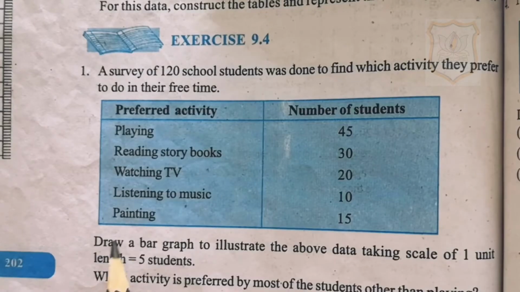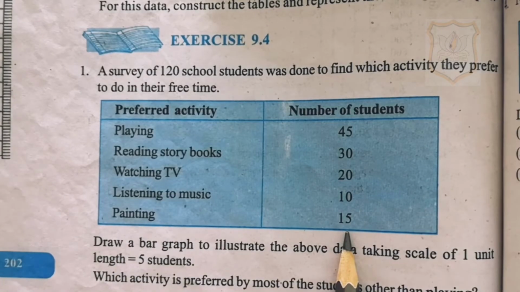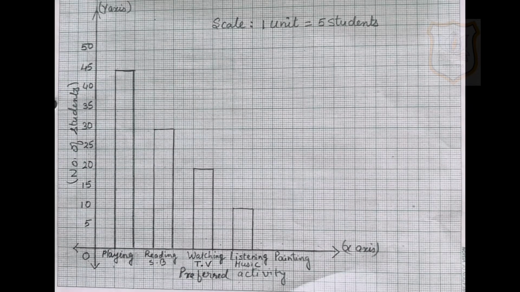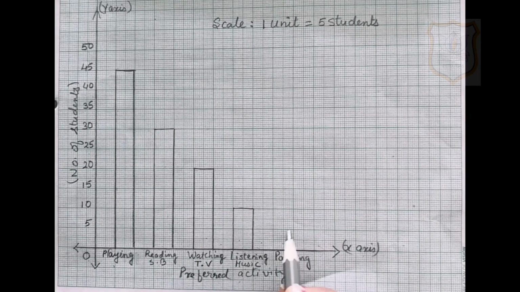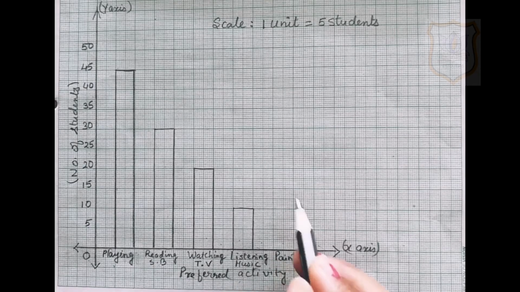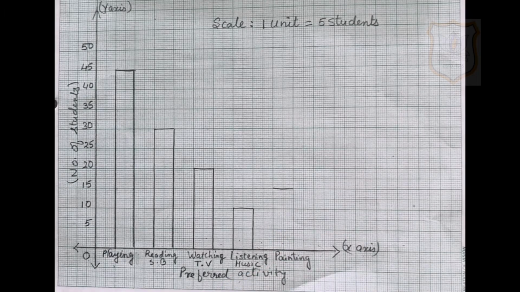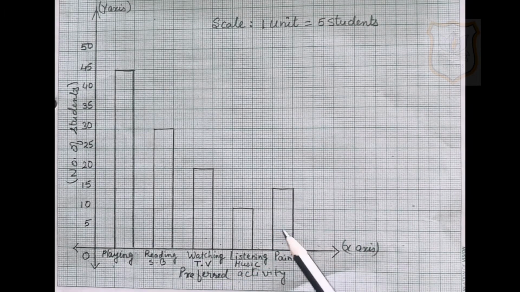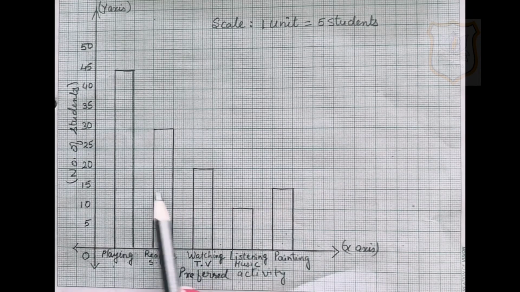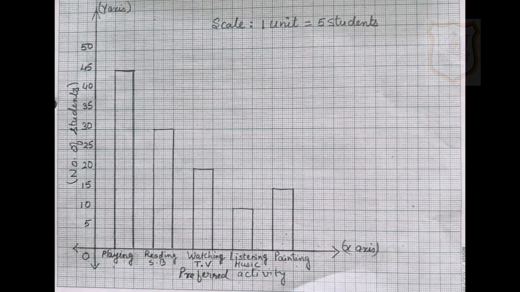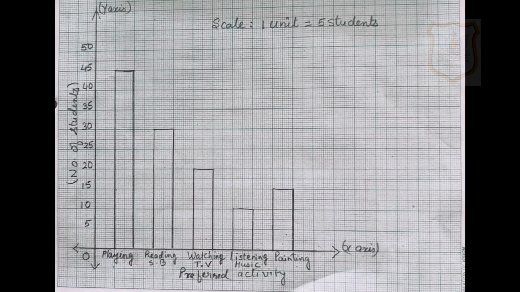And the last one is painting. 15 students preferred painting. This is 5, 10 and this much height will represent students preferred painting. We will draw a vertical bar which will represent that 15 students preferred painting. Students, in this way you have to draw a bar graph representing the information given in the question.